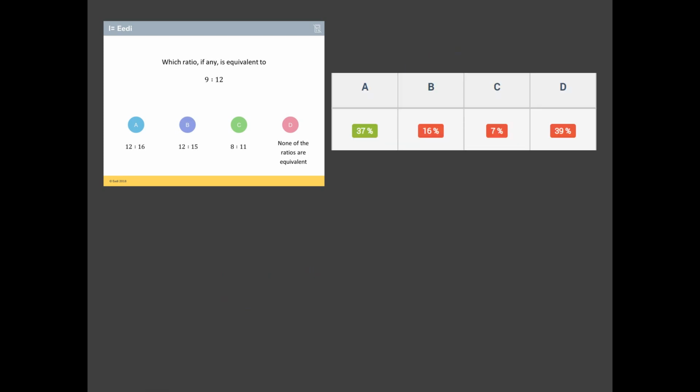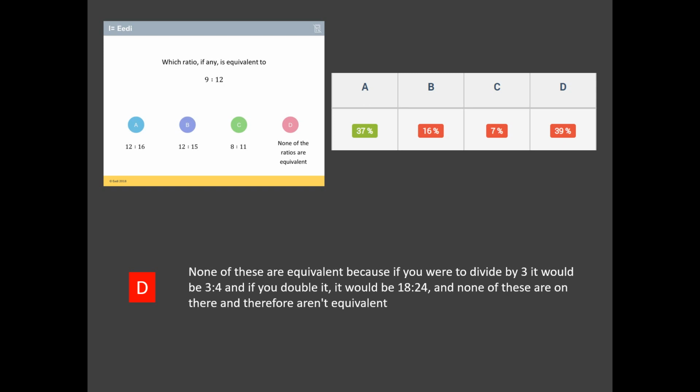That's good news. But whoa, look at that. Only 37% of students managed to get that question correct. The most popular answer to this is D. None of the ratios are equivalent. More students, in fact, thought that that was the right answer than the actual right answer. Why might a student have thought that? Well, here's a student's explanation. And look at that.